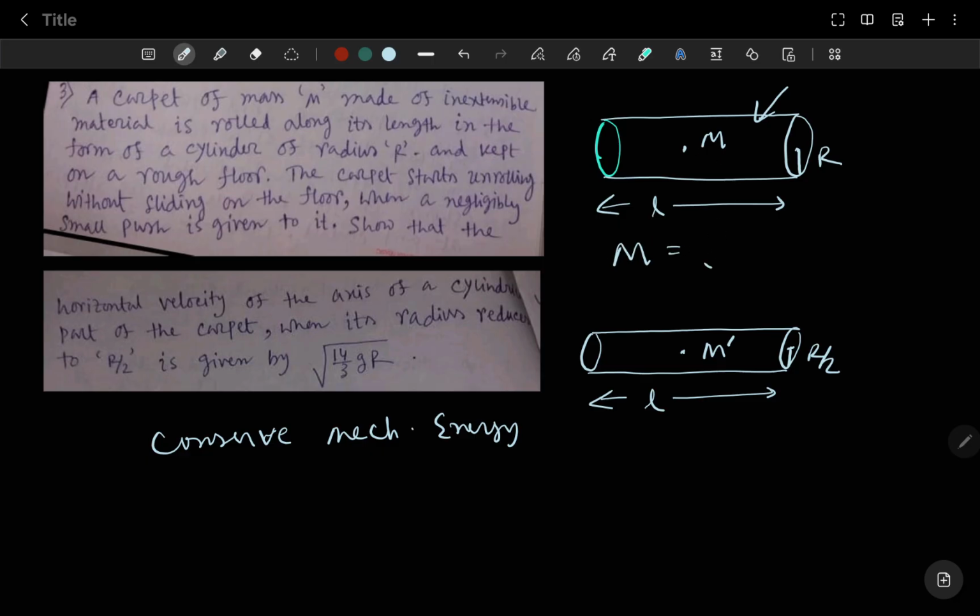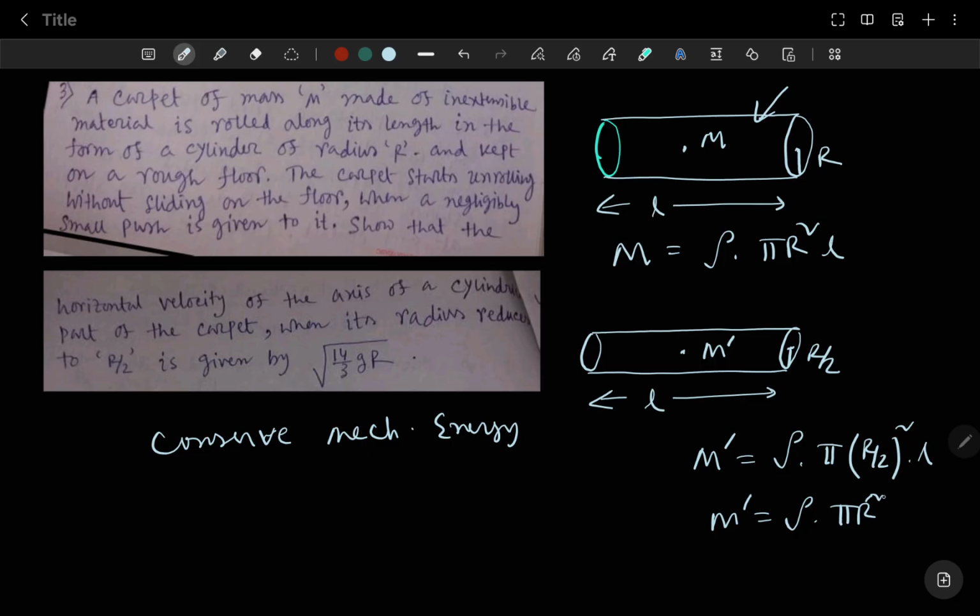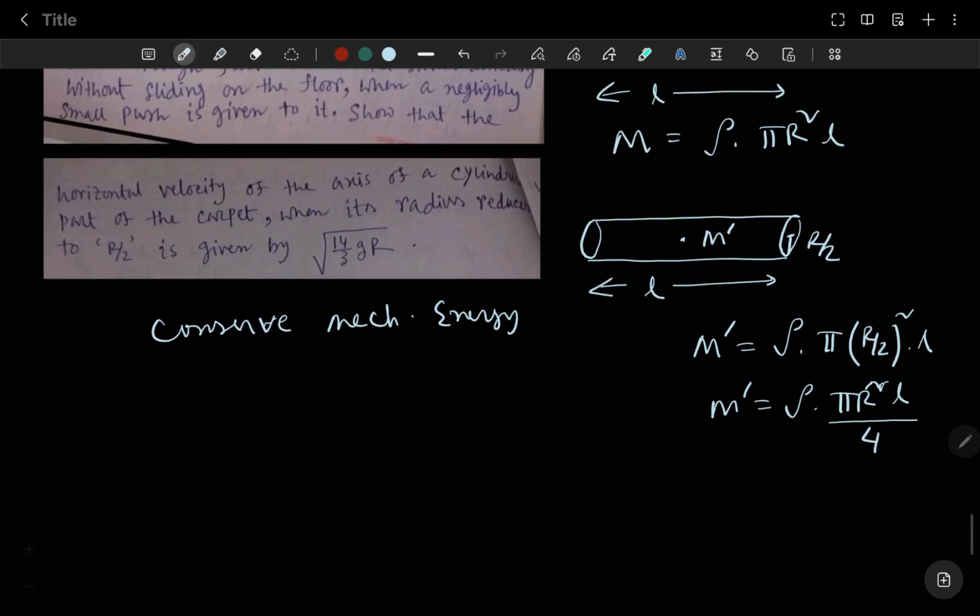So m is rho into the volume, pi R square L. But for m dashed, the density is the same, the length is also the same, but the radius changes: pi (R by 2) square into L. So m dashed is rho pi R square L by 4. So it becomes m by 4.